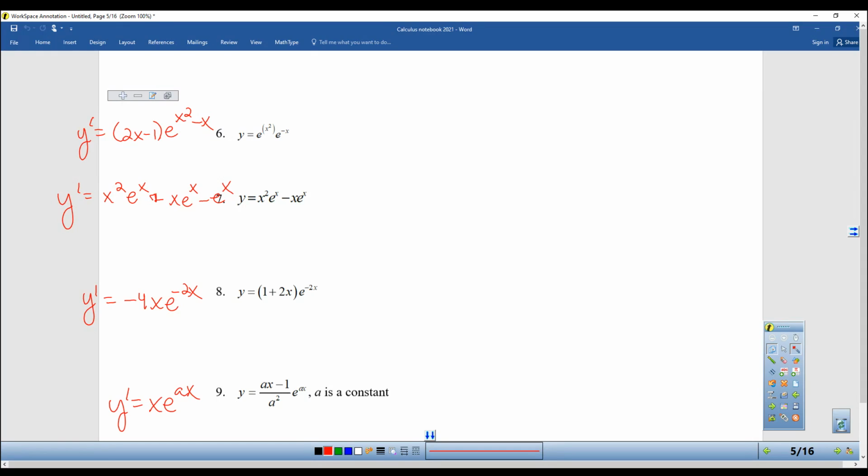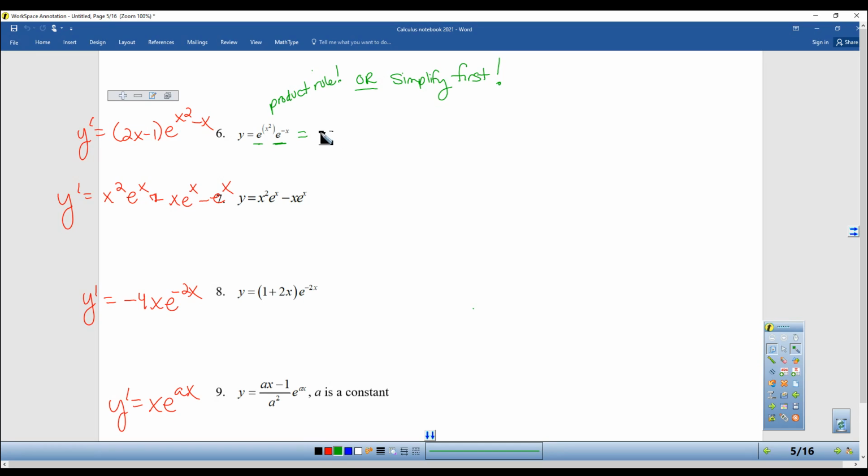So there's two ways to do number 6. One way is to use product rule. Do not just take the derivative of the first one and the derivative of the second one and multiply them together. That would be wrong. Or you could simplify first. You know, I'm a big fan of that. Simplify first. Almost as big a fan as factoring.